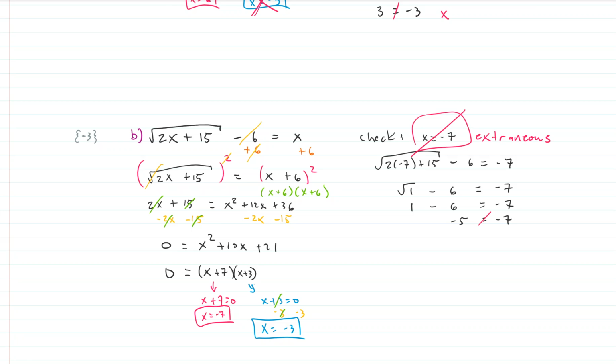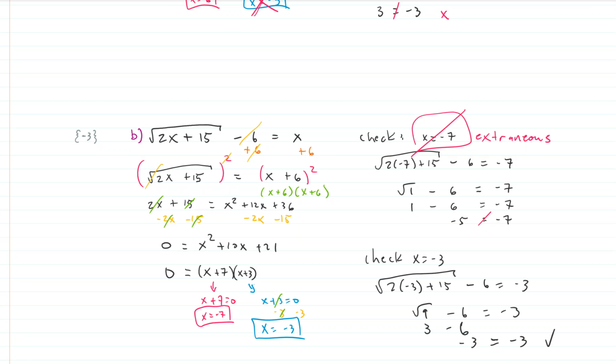Let's check x equals negative 3. Let's see, 2 times negative 3 plus 15. That's all underneath the radical. Minus 6 equals negative 3. 2 times negative 3 is negative 6. Plus 15 gives us 9. Root 9 minus 6 equals negative 3. Root 9 is 3 minus negative 6, which gives us negative 3, which does equal negative 3.